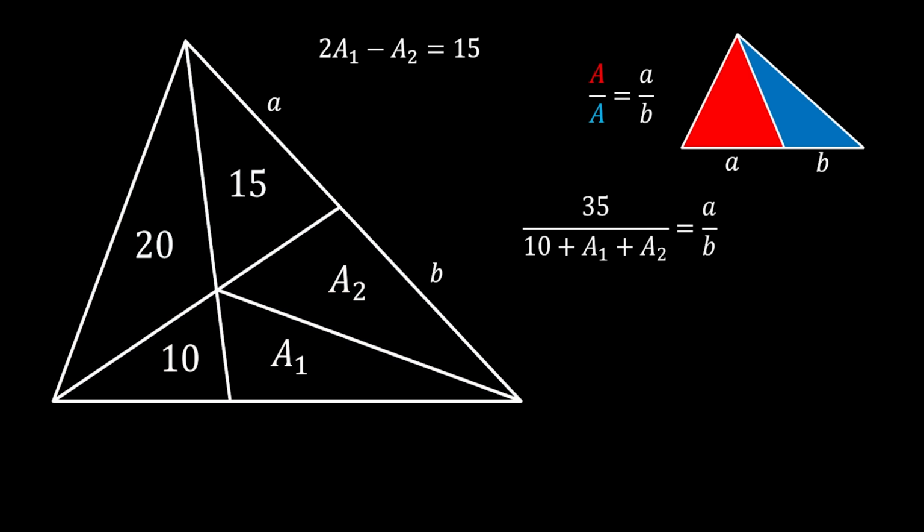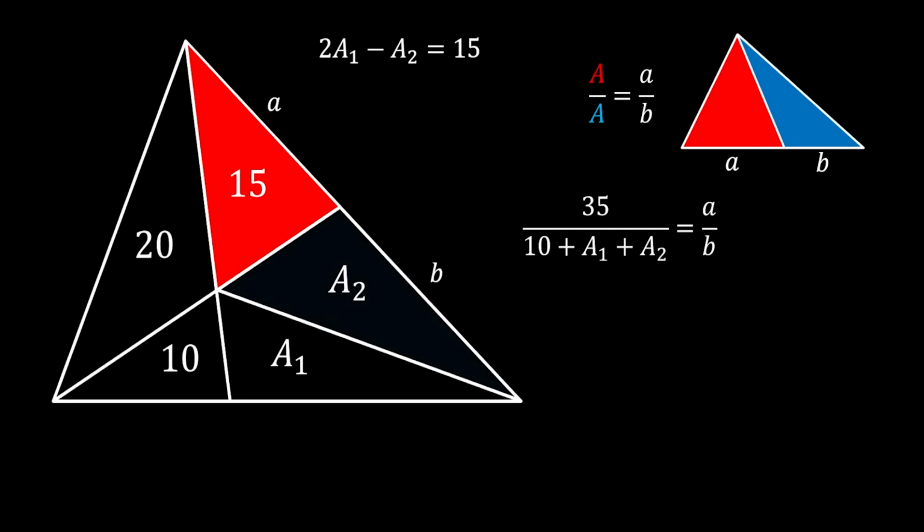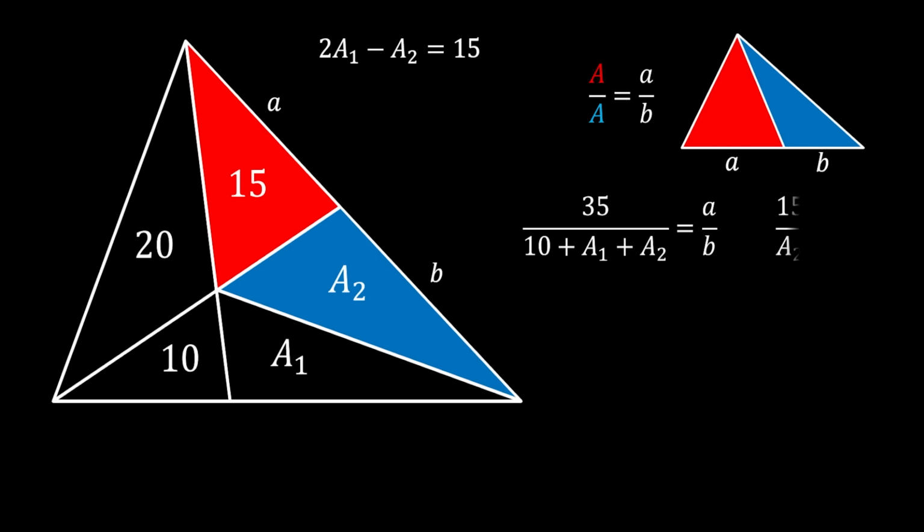Now let's find another equation. Let's use the upper triangle with the area of 15, which has the same base of A, and the triangle below it with area A2, which has the base of B. Those two triangles share the same height, so we can use the same rule that the relation between their areas is equal to A over B.